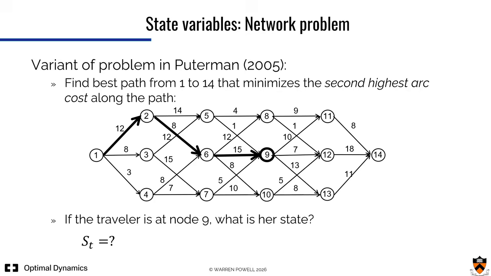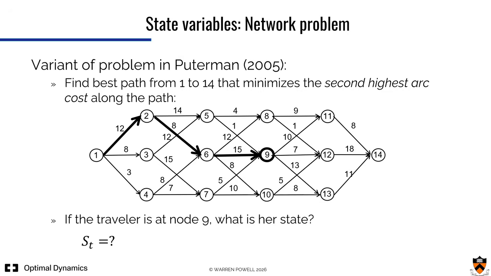So in order to know the cost of the path as I step away from node 9, I have to be able to say whether or not that next link changes the value of the second highest arc cost. So everybody look at this. Take a minute to think.